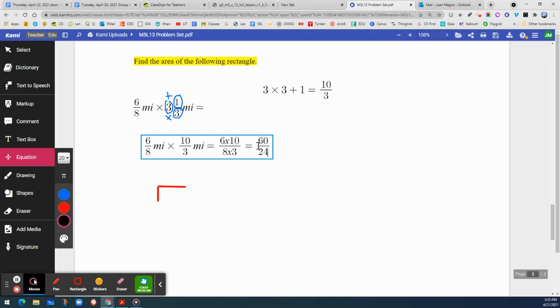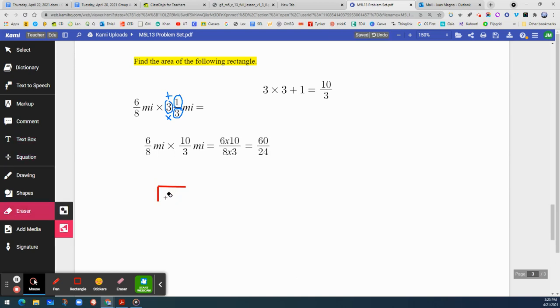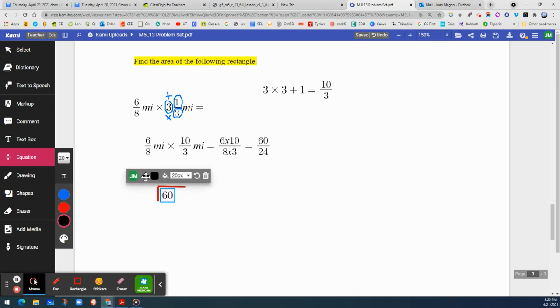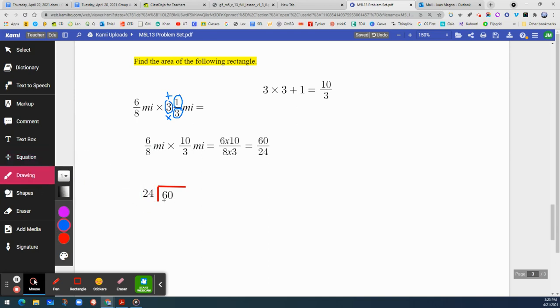As you can see, this is an improper fraction. So when you have an improper fraction, 60 is greater than 24, so we have to create a division. The dividend is the number 60, and that goes inside. The divisor is the number 24. We're going to align it right here. Now we ask ourselves, how many times can 24 go into 60? That's probably 2 times.